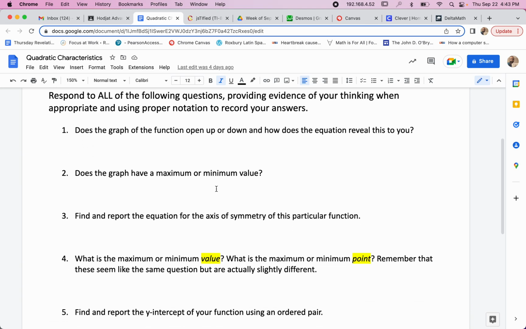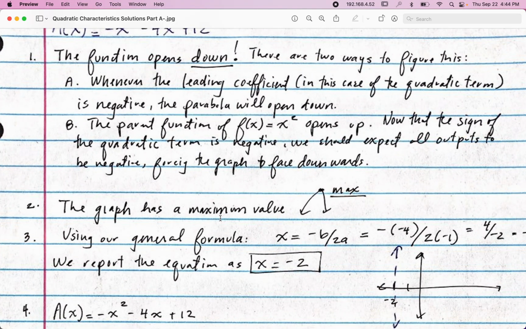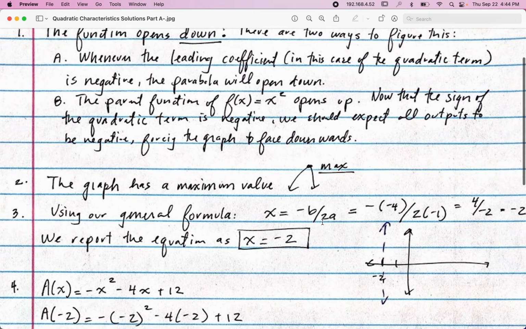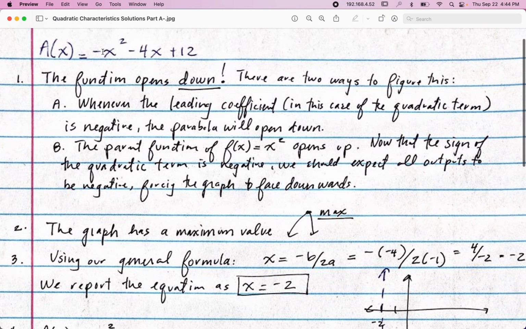Third question is to find and report the equation for the axis of symmetry for this particular function. Remember that all parabolas are symmetric. So we have a general formula. x is equal to negative b over 2a, which I like to read as the opposite of b over 2a. These values will come right from the equation. Your a value is negative 1. Your b value is negative 4. c is 12, although you won't need c in this case.